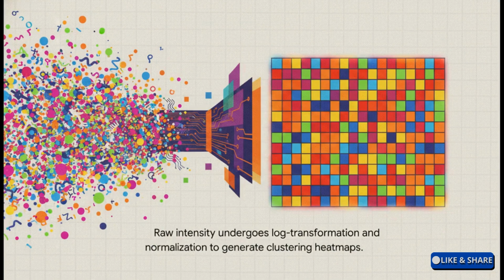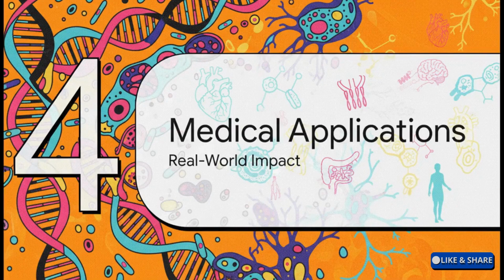But we definitely can't stop at just raw intensity images. Complex mathematical models step in to log transform and normalize the data. Think of it like tuning a radio to the right frequency to filter out all that systemic background noise. From there, algorithms generate massive clustering heat maps and volcano plots, revealing the hidden, dynamic relationships between thousands of genes all at once.